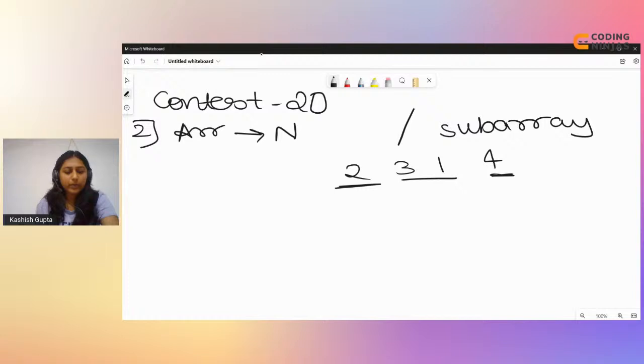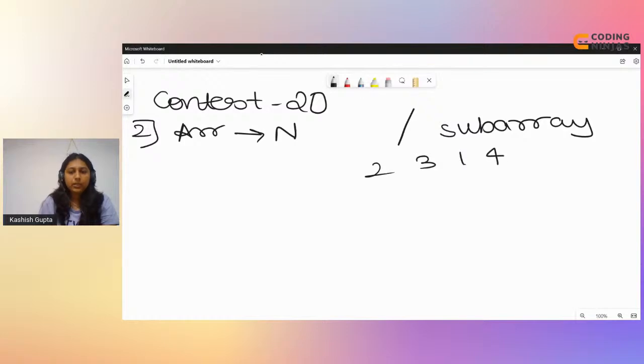We have to include 4 as well. It has to be non-overlapping. So that basically means one element, it's not like we take two subarrays, one subarray this and one subarray this, and one is overlapping. So that is also not allowed. Every element should be in exactly one subarray.